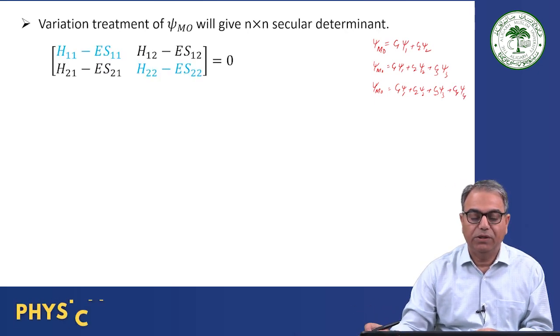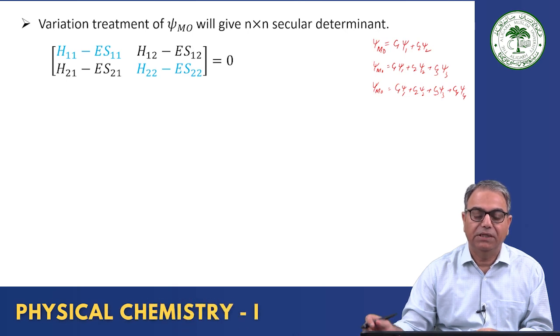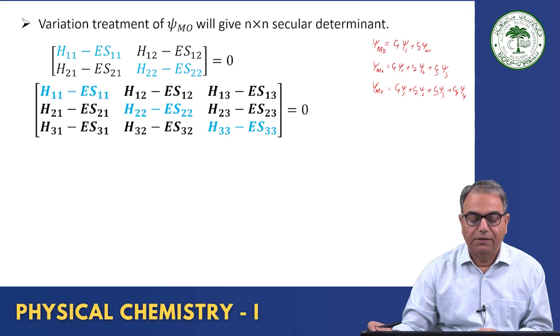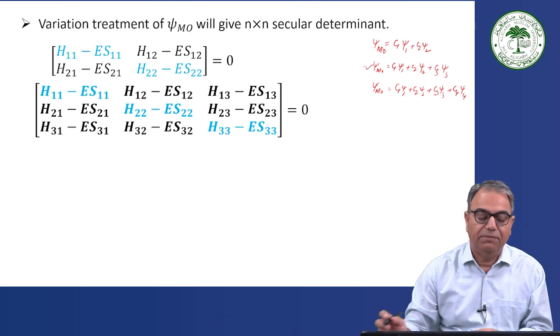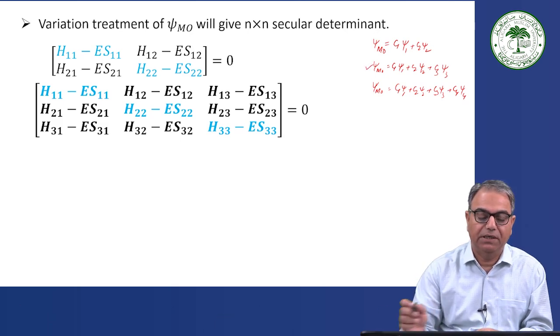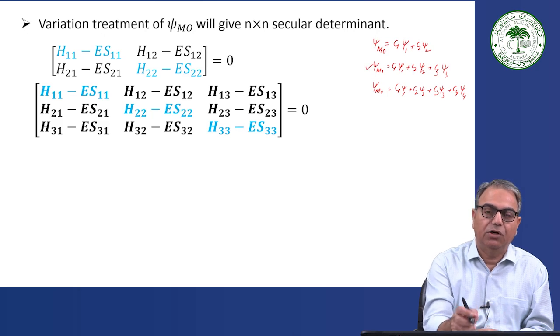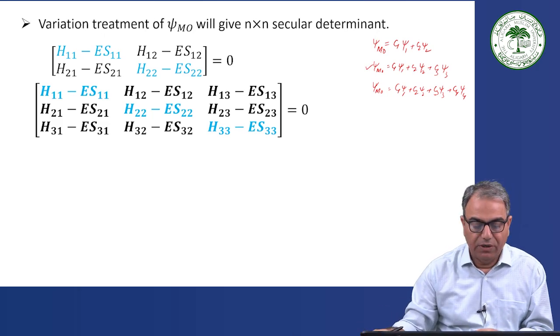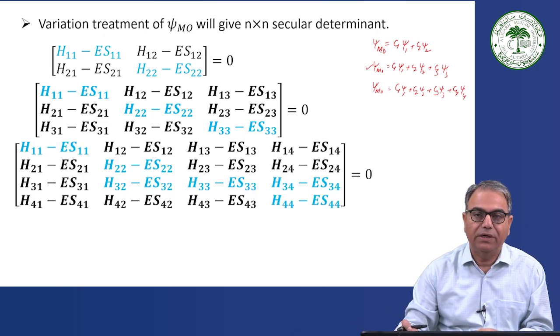So the 2 by 2 determinant will be H11 minus ES11, H12 minus ES12, H21 minus ES21, H22 minus ES22. You should recap this, because we did it earlier. Then the 3 by 3 determinant you will get from this MO will be H11 minus ES11, H12 minus ES12, and so on: 3 rows and 3 columns. And when you are writing 4 by 4 determinants, you can write it like this.